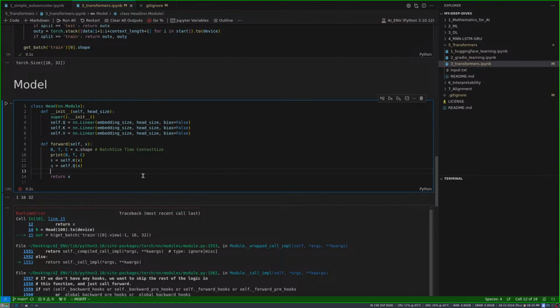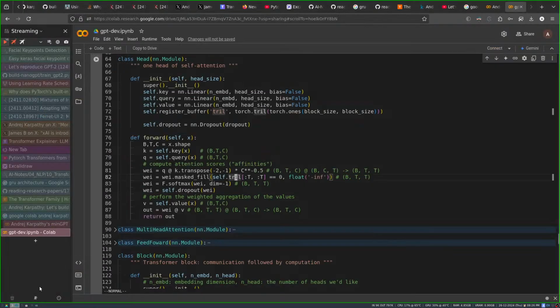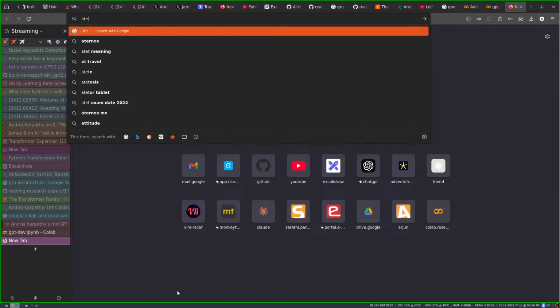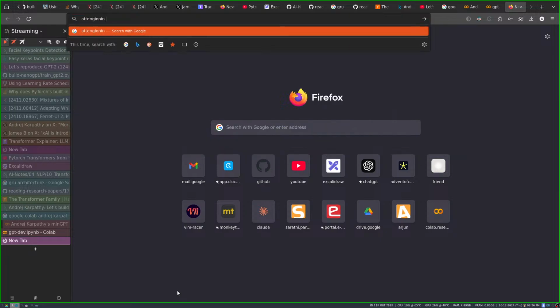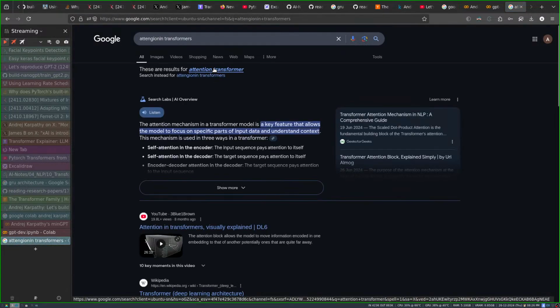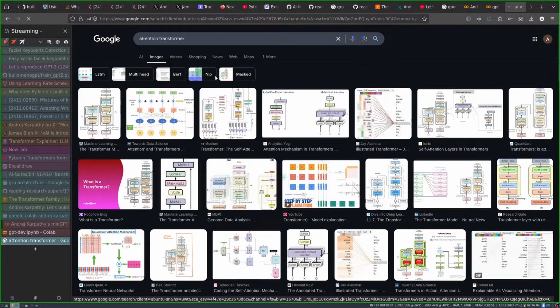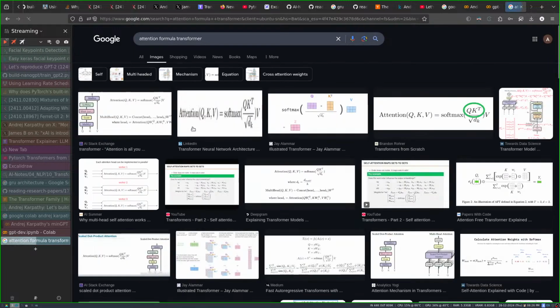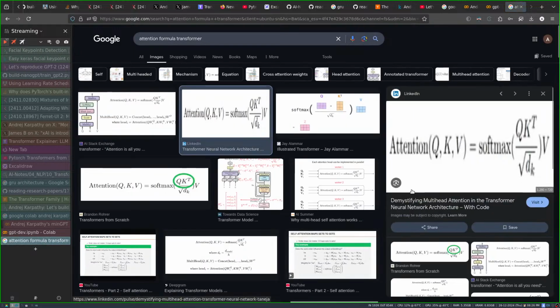Now what is the equation for weight? Attention in transformers formula. I know the formula, but I just want to show it to you. Right. Q into K transpose.